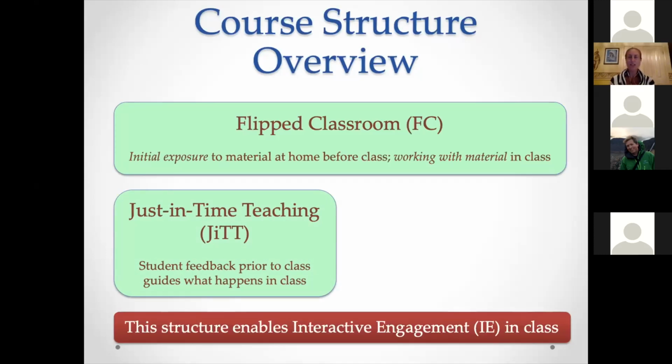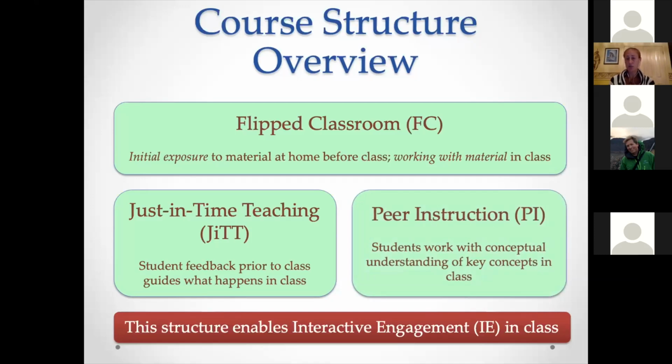Now, once the lecturer knows what the best things to focus on in class are, then he or she can design teaching activities that will really help students engage with the material in the best way possible for learning that particular material. And so the one student active teaching method that I really want to focus on here is peer instruction, which you might have heard of before.